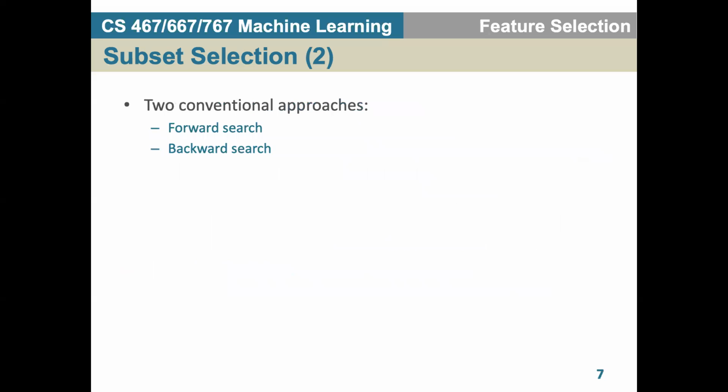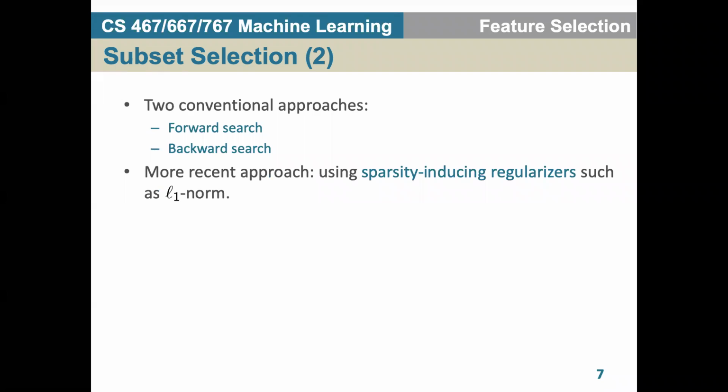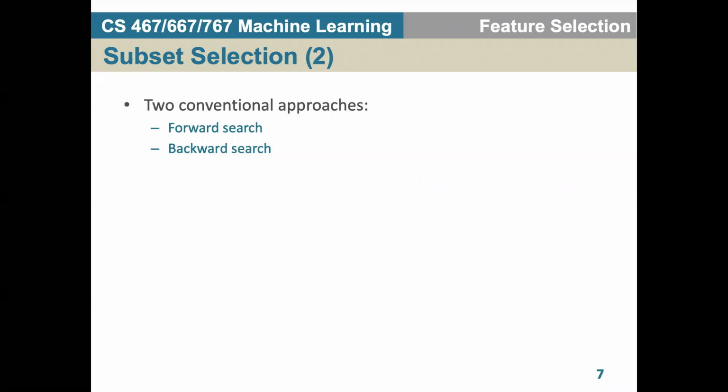And there are two methods. The first is called forward search. The second is called backward search. The forward search method basically says I start with an empty set, and then each time I select the feature that is most descriptive and add it to the current set. Next time, for the rest of the features, I continue to select. Backward search is like I start from the entire set of features, and each time I kick out one feature, and the next time, from the rest, I kick out another feature that's the least informative.